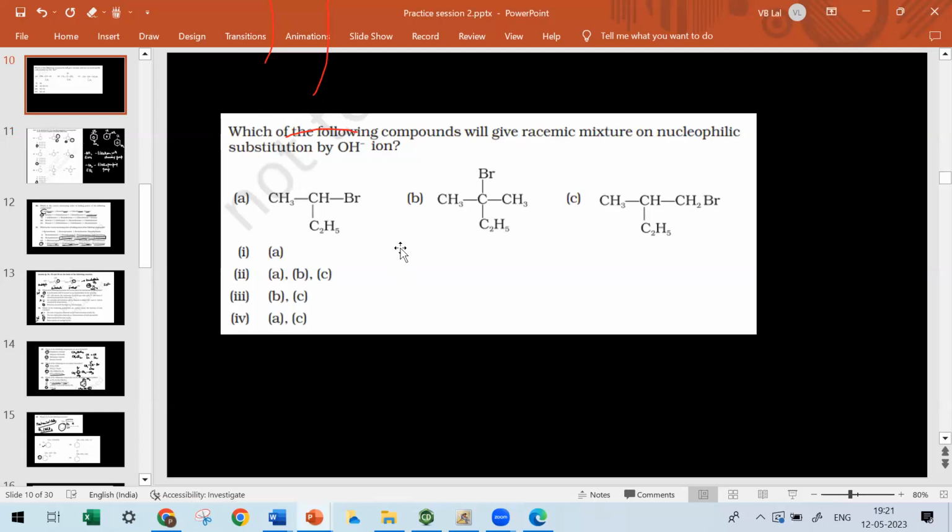Which of the following compounds will give a racemic mixture on nucleophilic substitution by OH? Which of the compounds? So first you have to see which is a primary alkyl halide, which is a secondary alkyl halide, which is a tertiary alkyl halide, because which one will give a racemic mixture? Vaishnavi, which one will give a racemic mixture? The one which undergoes reaction by SN1 or SN2?